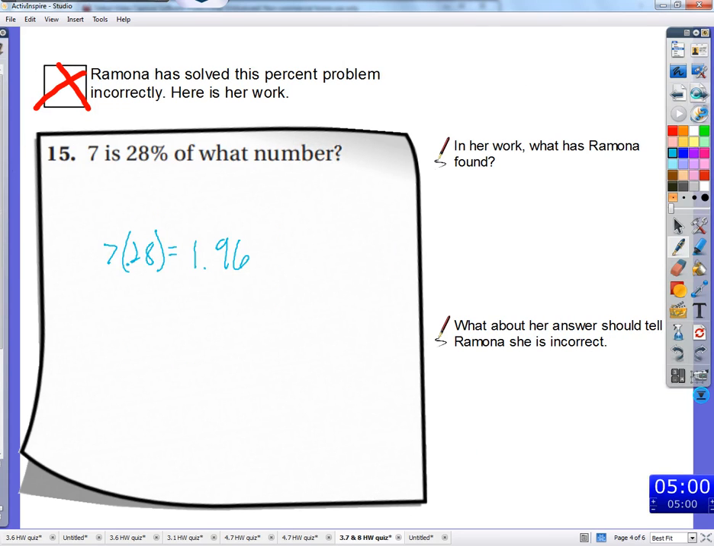All right, so on to the next one. Ramona has solved this percent problem incorrectly. I don't want you to tell me how to do it correctly necessarily right now. I want you to say what she's doing here, 7 times 0.28, what has she just found? That's what I want you to write down in your notes. What has she found by doing 7 times 0.28? I want you to think beyond how do I do this problem correctly. I want you to think, what is this person doing? What have they found?